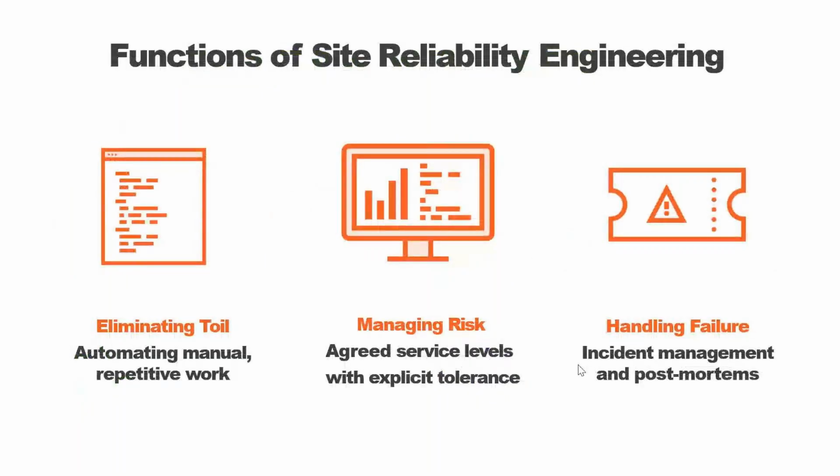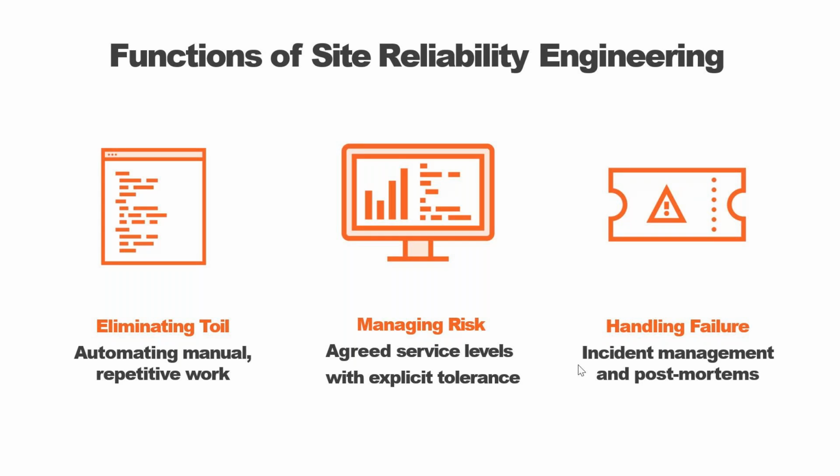So what are the major functions of site reliability engineering? Three major functions which we should focus on. One is eliminating toil. Now the question is, what is toil? Toil is repetitive work which can be automated. That means you are doing it manually, but it can be automated, and it's repeated work. So that is called toil.